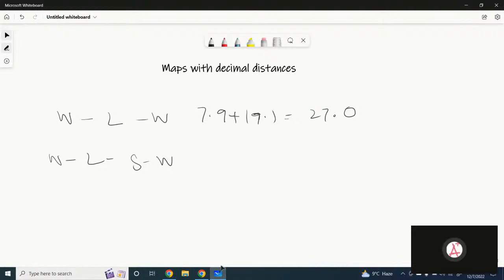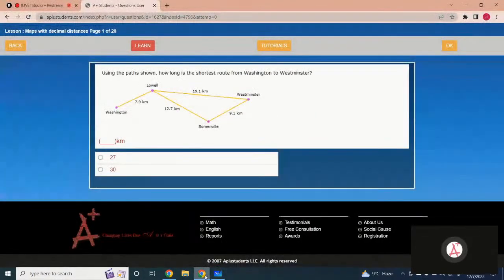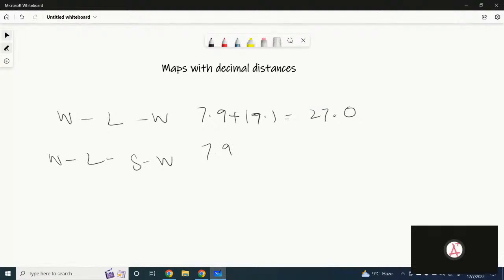Got it? And the distances are 7.9, 12.7, 9.1. Okay, add up all the distances. It would be 16, 9, 7, and 9, 16, and 1, 17, 7, 1 carry, 21, 20, and 2029. It would be 29.7. That means that is the longest route. You have to calculate the smallest one, so it would be 27.0.